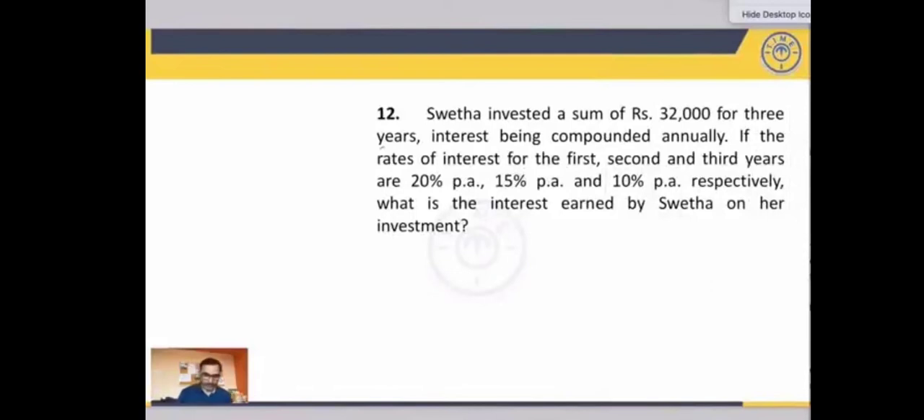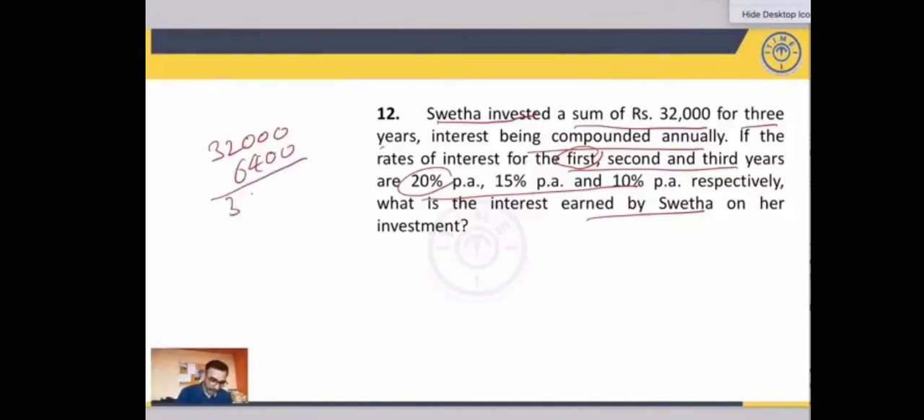Okay, now let's move to the next question. Sweta invested a sum of rupees 32,000 for 3 years, interest being compounded annually. If the rate of interest for the first year, second year and third year is 20, 15 and 10% respectively, what is the interest earned by Sweta? Now what is the principal she has taken? 32,000. For the first year, the rate of interest is 20%. How to get 20%? 10% into 2. 10% is 3,200, into 2, that's 6,400.